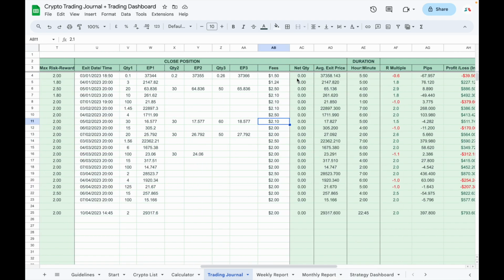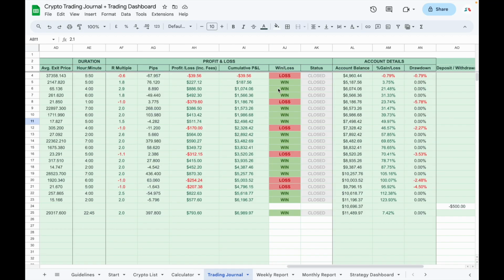The net quantity will show a figure if you haven't fully exited the position. Remember to input the fee for each trade. After inputting the exit position details, the green cells will show important trade statistics such as trade duration, R multiple, profit and loss, cumulative P&L, account balance, percentage gain or loss, and account drawdown.